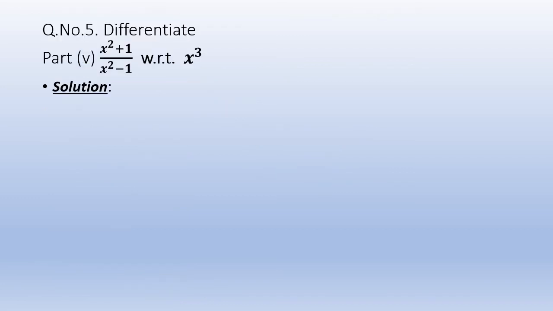Let's get to part 5. Part 5 is we have to differentiate (x² + 1)/(x² − 1) with respect to x³. We will take this as y. So let y equal this, differentiate both sides with respect to x.